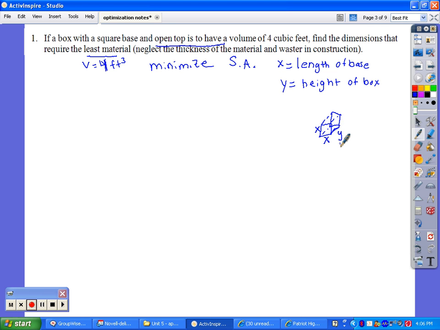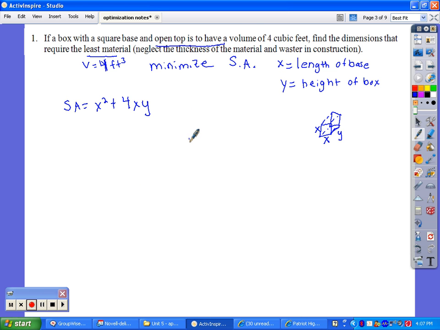Okay? So if I want surface area, what I'm doing is I'm finding the area of each side and adding it together. So we need to figure out the formula for surface area. If I take this front box, it would be x times x, so it would be x squared plus the side would be x times y, and there would be 4 sides on the box. So I would do plus 4xy, and that would be my equation for surface area. This is the equation I'm going to minimize.